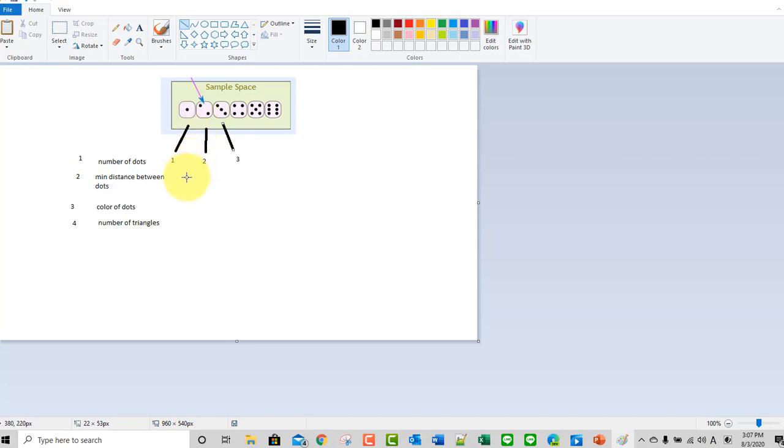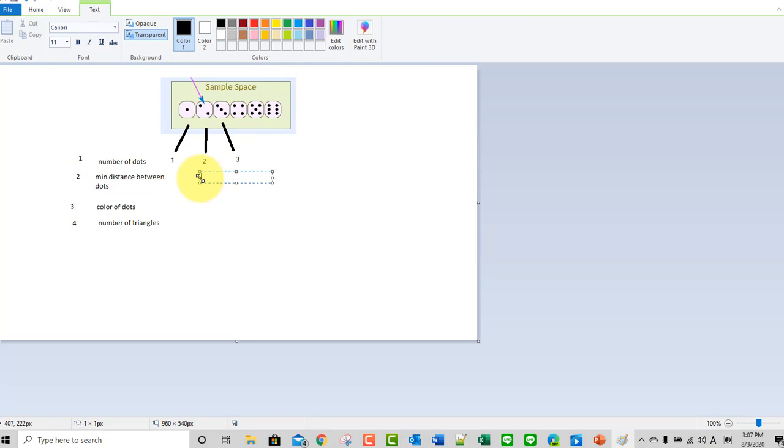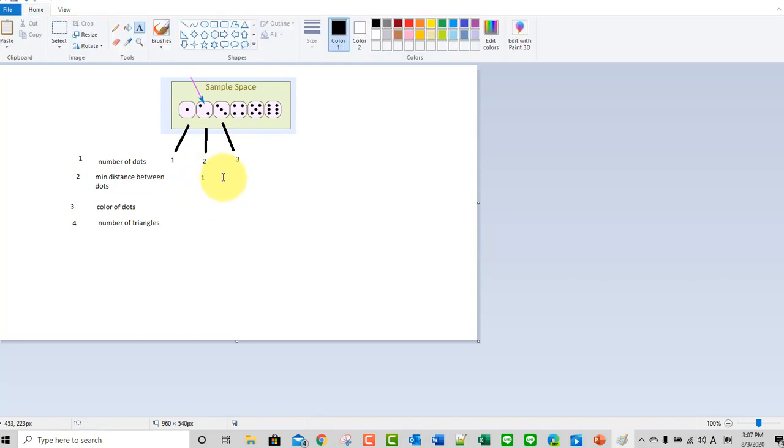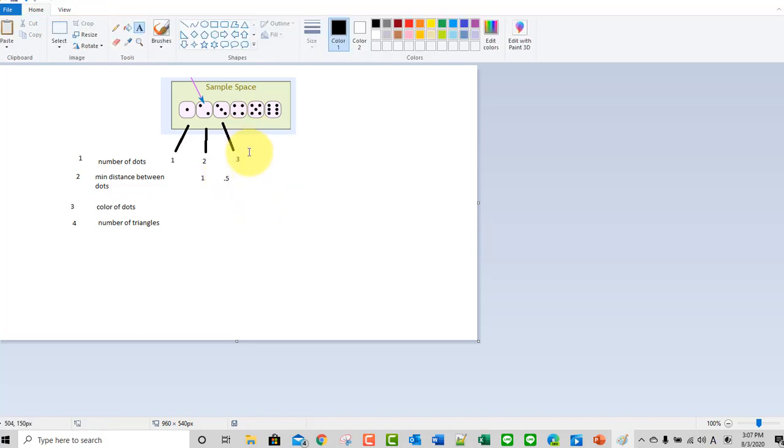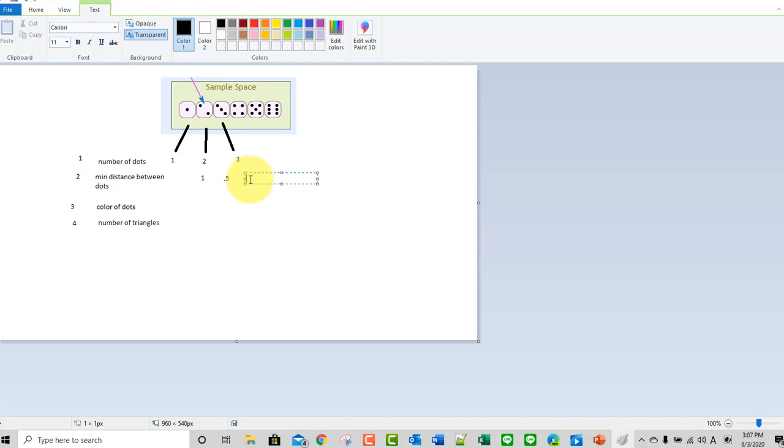Now for the minimum distance, I don't know. Like I said, I don't know what to do here. And maybe let's call this 1 centimeter. I have no idea what it is, but depending on the size of the dice, that might be 1 centimeter, and this might be 0.5 of a centimeter, and this one might be 0.7 centimeters, and so on.